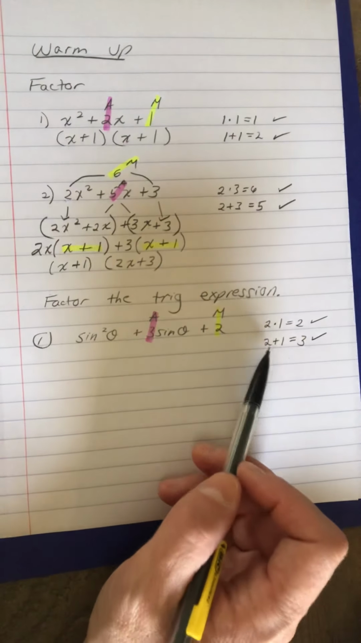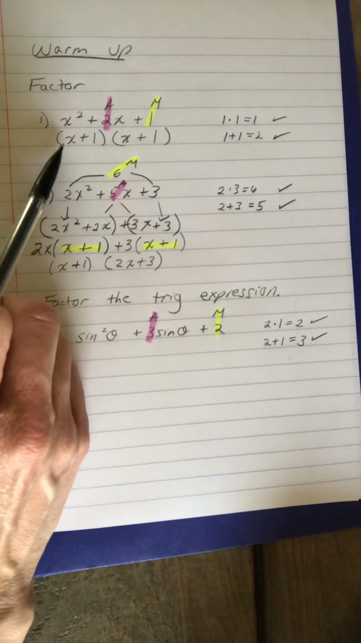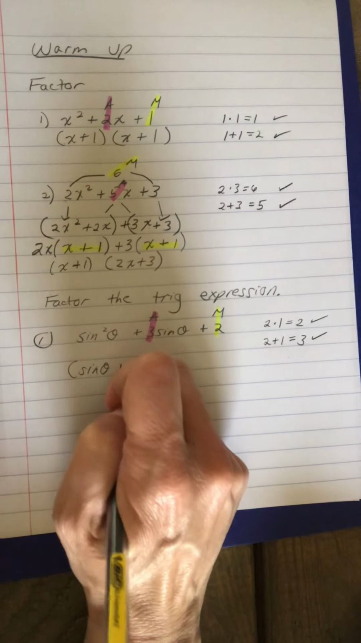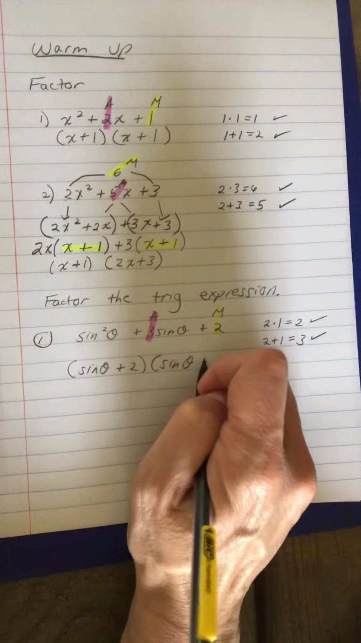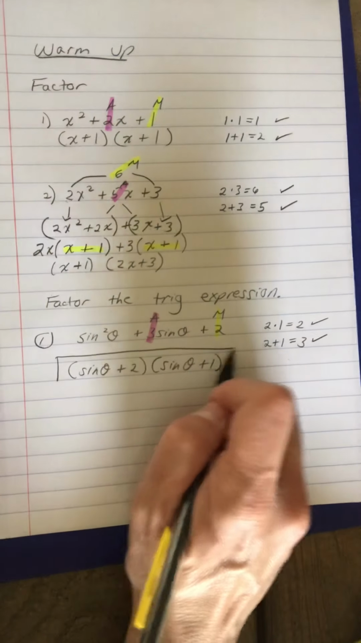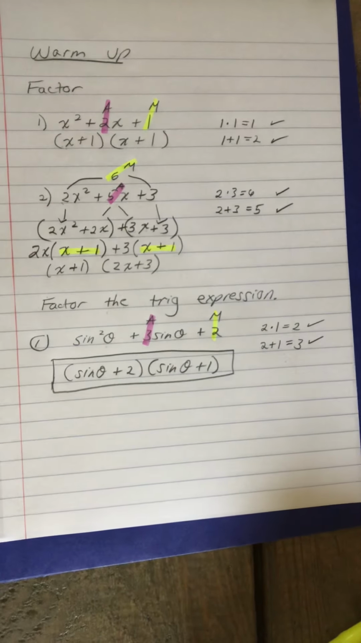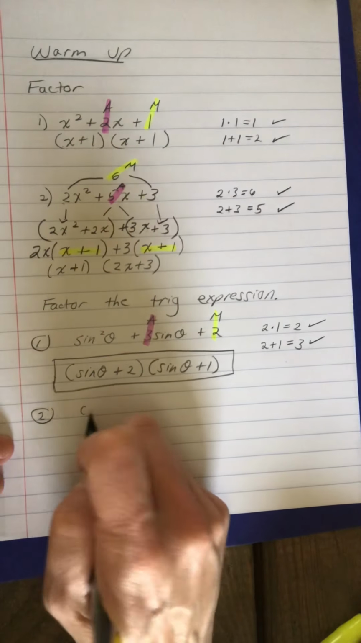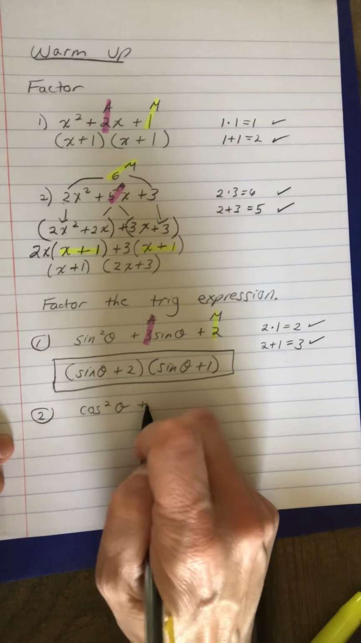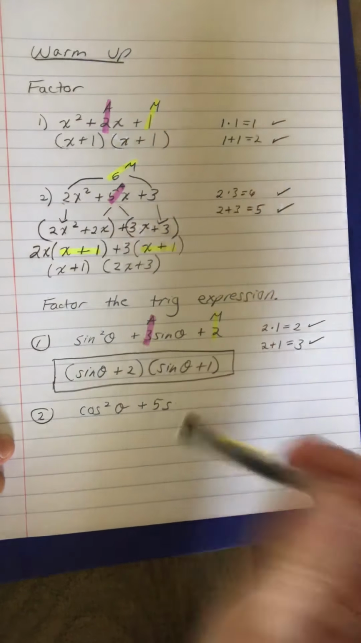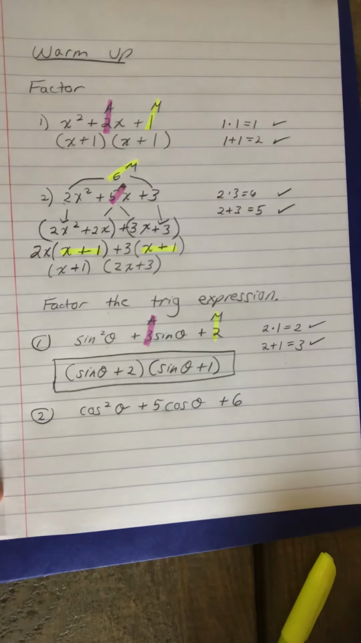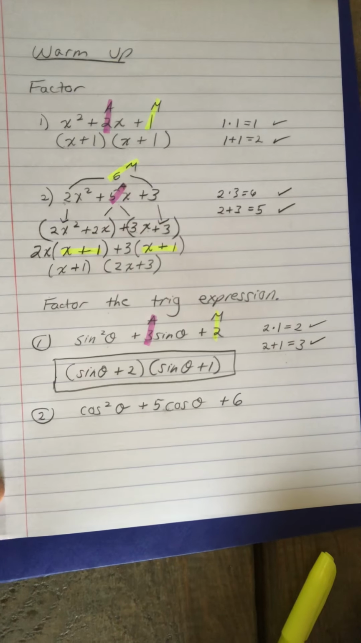So now I have my factors of 2 and 1. I can do the same exact thing as I did up here in 1, except instead of x, I'm going to put sine theta plus 2, sine theta plus 1. And this would be my final factored form. All right, why don't I give you one to see if you can try. What if I had cosine squared theta plus 5 cosine theta plus 6? Why don't you pause the video right now and attempt this problem by yourself.